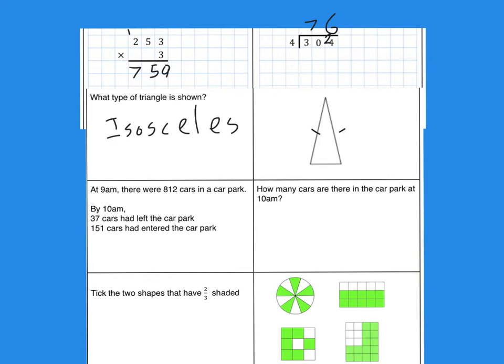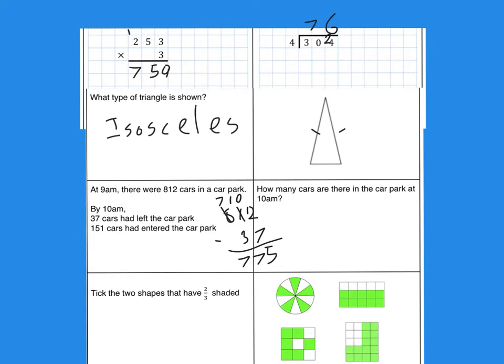Okay, next question. At 9 a.m. there were 812 cars in a car park. By 10 a.m. 37 cars had left the car park. So we'll work out that calculation first. 812 take away 37. 2 take away 7 you can't do, so you have to borrow. 12 take away 7 is 5. 0 take away 3 you can't do, so 10 take away 3 is 7. And 7 take away nothing. So 775. That's by 10 a.m.